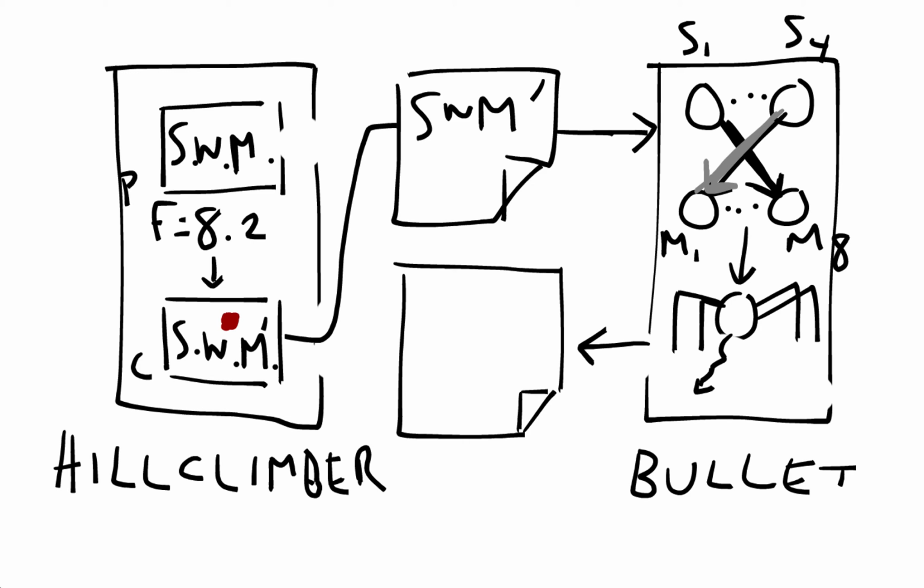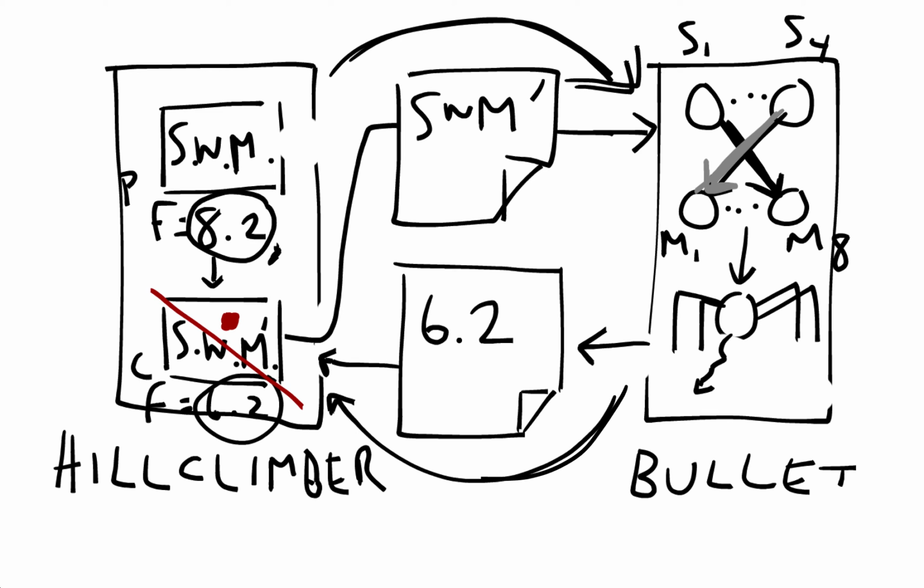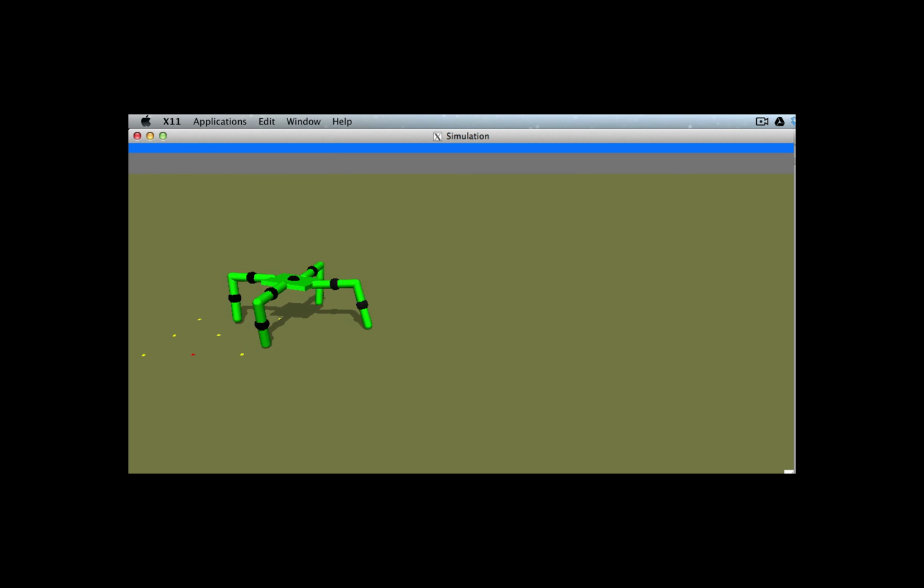We're going to write that out to a text file, and maybe in this case, the child synaptic weight matrix caused the robot to only move 6.2 units away from the origin, compared to the parent, which caused the robot to move 8.2 units away. So the fitness of the child is only 6.2. That is lower than 8.2, so we delete the child, and the parent makes another child, and we continue. And if we continue this process long enough, we will eventually evolve a neural network that causes the robot to move a far distance away from the origin.